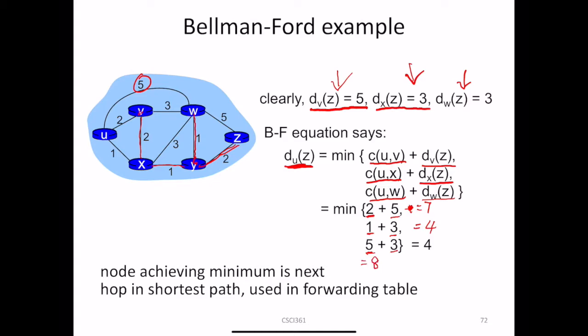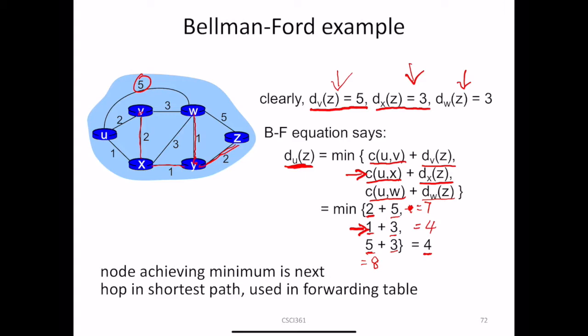So after we calculate the minimum value among these 3 combinations, we get the second one, which is the smallest one, the total cost equal to 4. Therefore, we will know if you want to find the least path from U to Z, the next hop from U will be go to X because it can give us the minimum combination for the entire path.